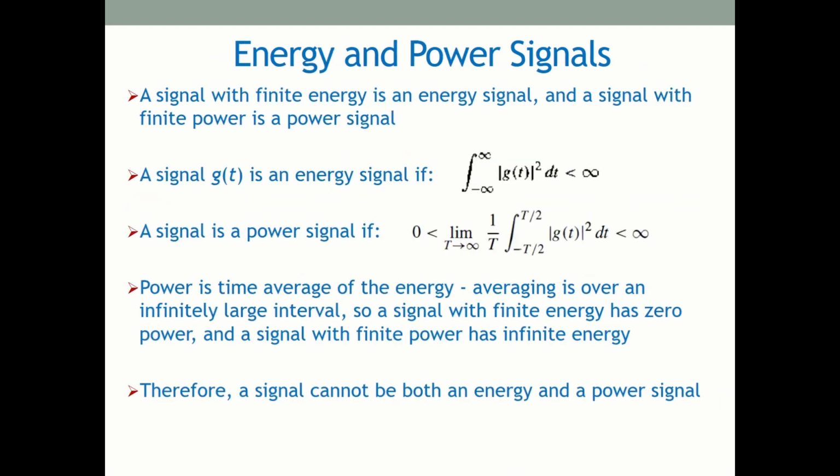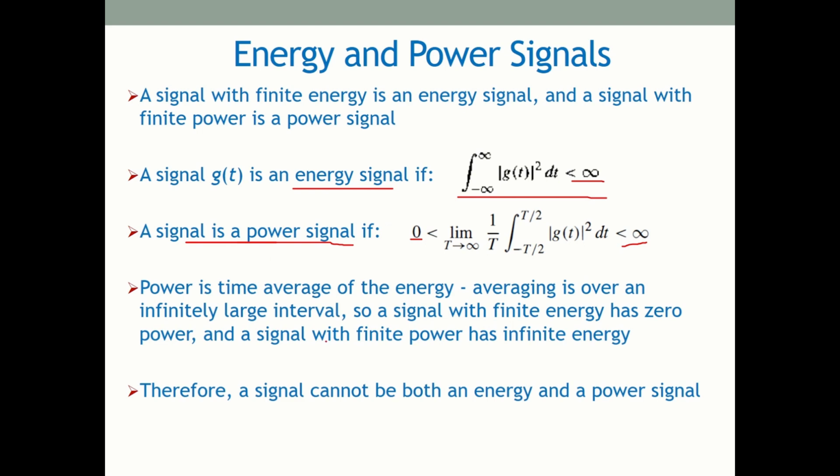Then we have classification based upon energy and power. For example, if this equation is valid and the energy of a signal is finite, then we call that signal an energy signal. If the power is finite, then we call that signal a power signal. Power should be greater than 0 and less than infinity. In that case, this signal is called a power signal.